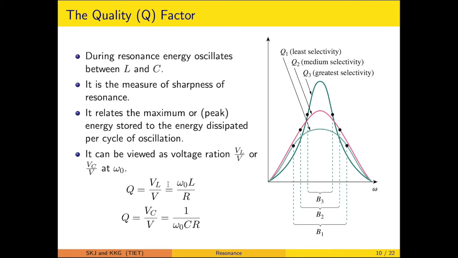So here another term which we have to associate is the quality factor. The quality factor is basically to measure the sharpness of the resonance curve. At resonance, the energy keeps oscillating from the inductor to the capacitor or capacitor to inductor. To measure it, the fundamental definition is that the quality factor relates the maximum energy stored to the energy dissipated per cycle of oscillation.